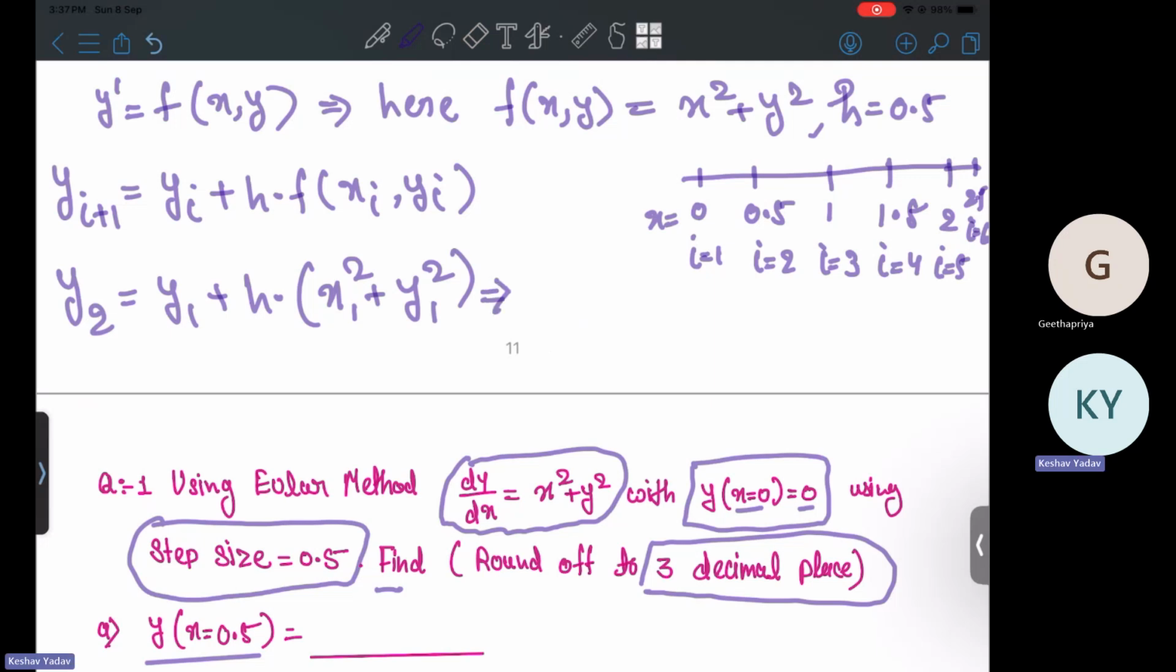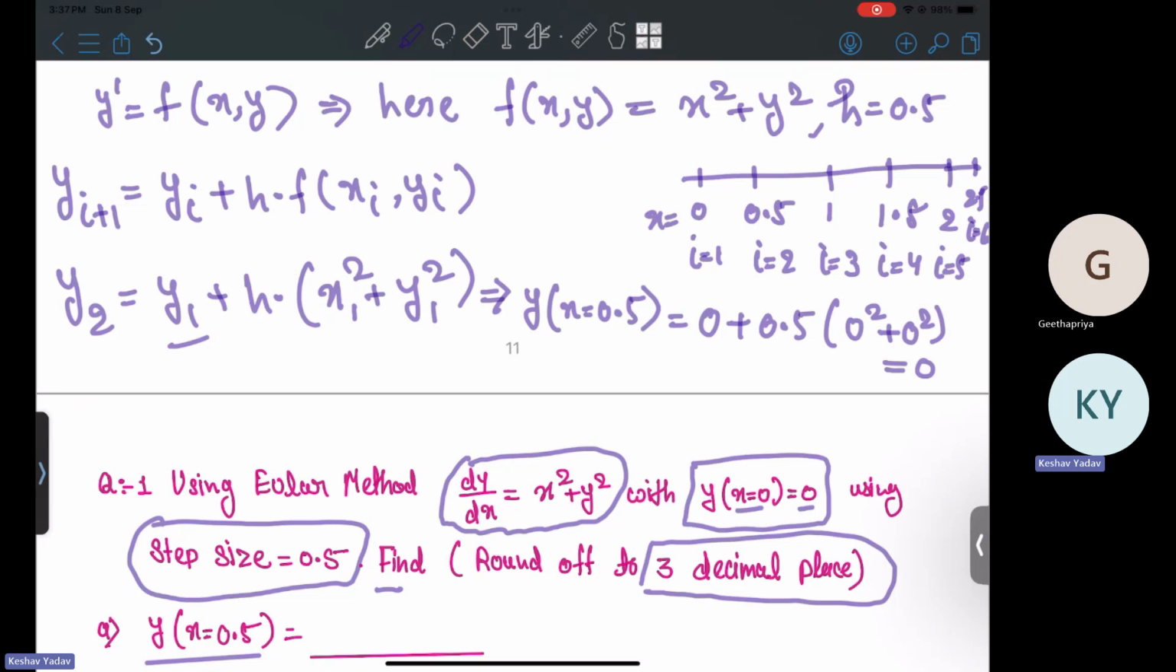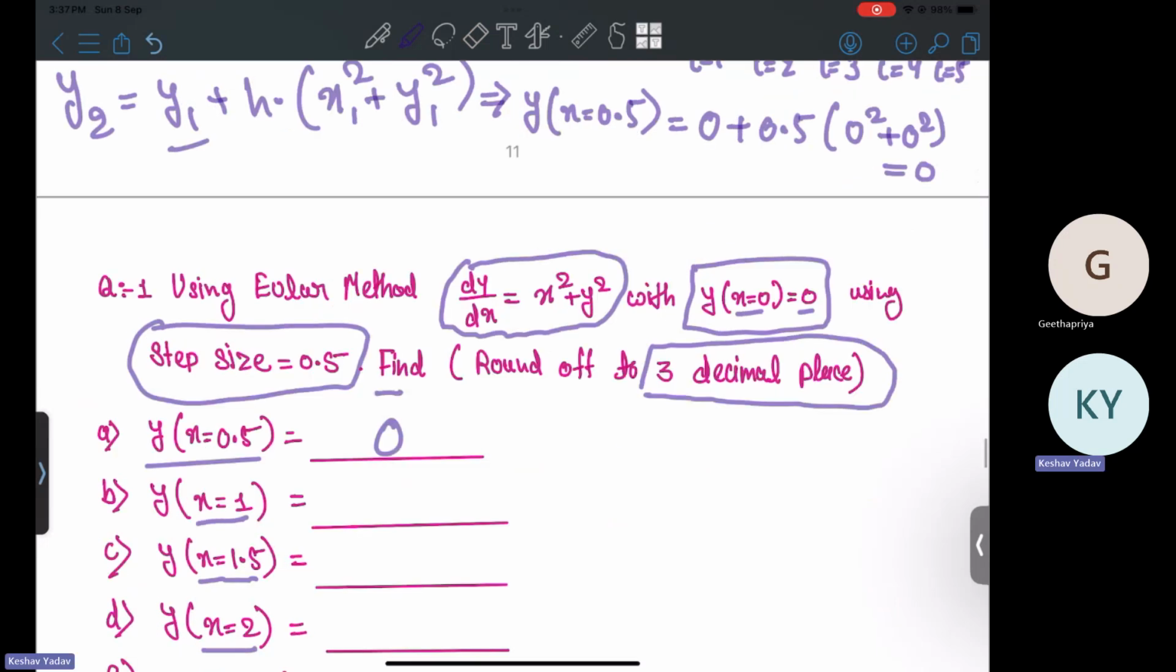Now you put the value. So from here, y at x equal to 0.5 will be what? y1 is 0, from the initial condition at x equal to 0, plus h, the value of h is 0.5, times x1 squared, 0 squared, plus y1 squared, which is 0 squared. That will lead to value 0. Okay, so this will be my 0. Clear?